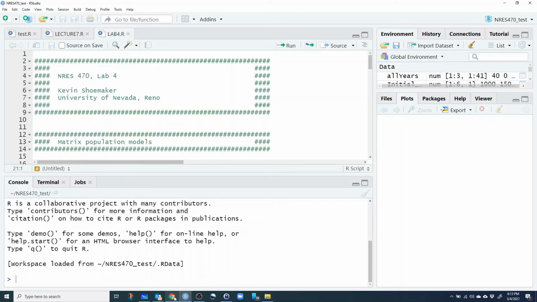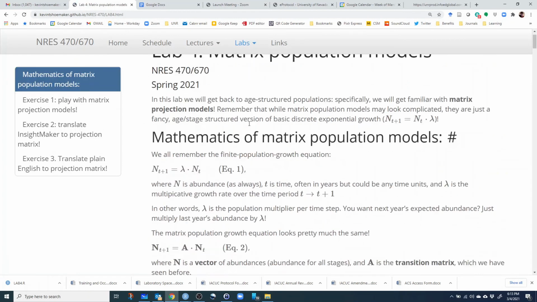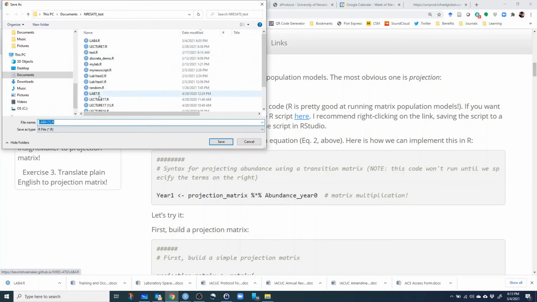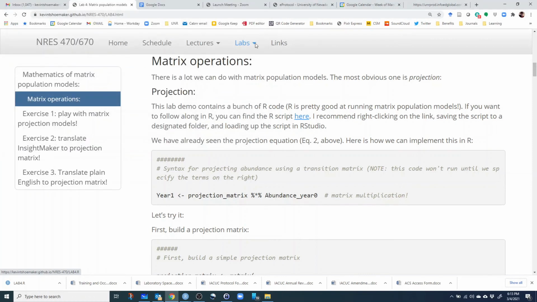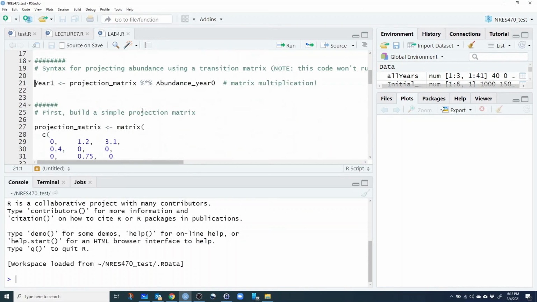And if you want to follow along in the lab webpage where it gets into matrix operations, you can load this R script right here. You could right-click on it or just click on it and save it into your course folder and load it up in RStudio, and we can just walk through it quickly together.